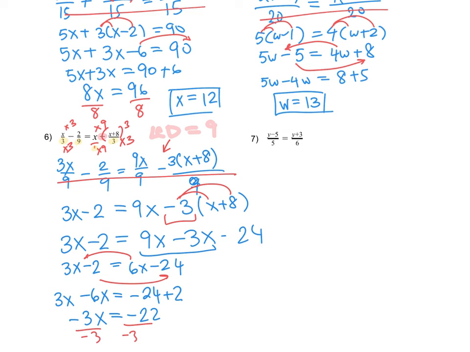Now, if I wrote my answer in exact form, the double negatives would cancel out to get positive 22 over 3. But if I went to my calculator and I rounded, it's positive 7.3. And the answer you present is really just going to depend on what is asked from you in the question.